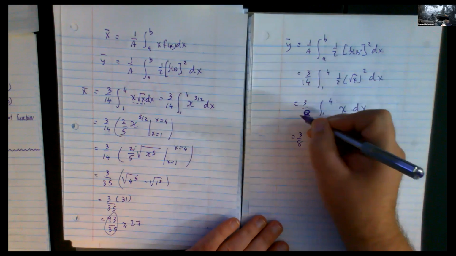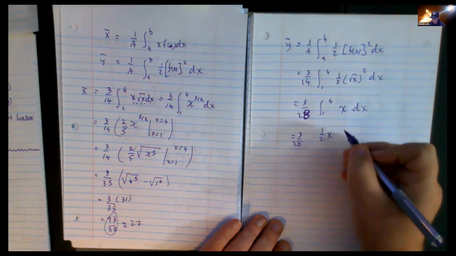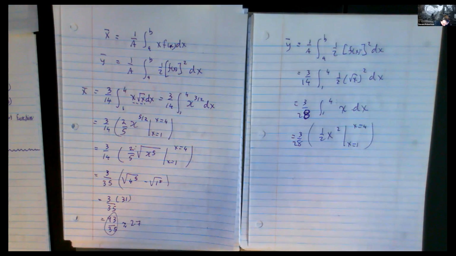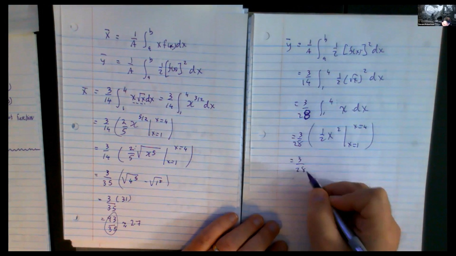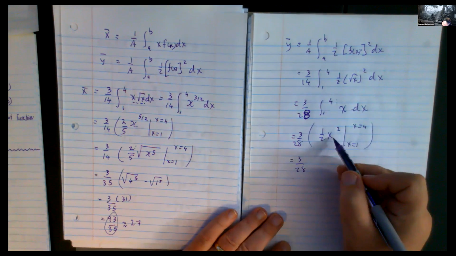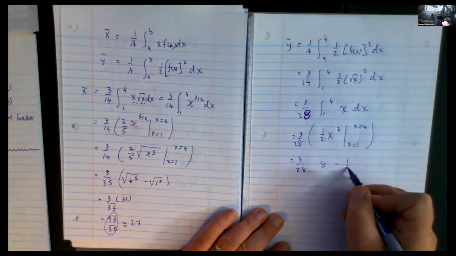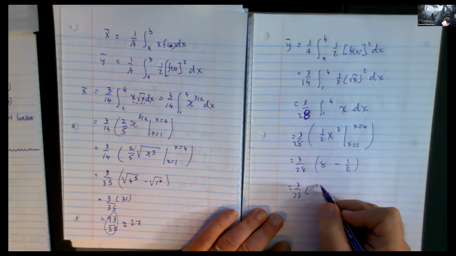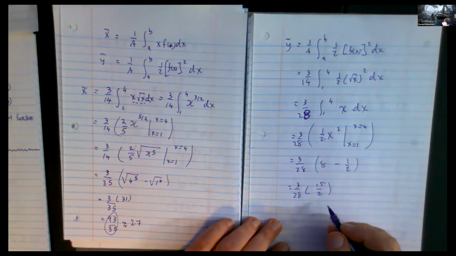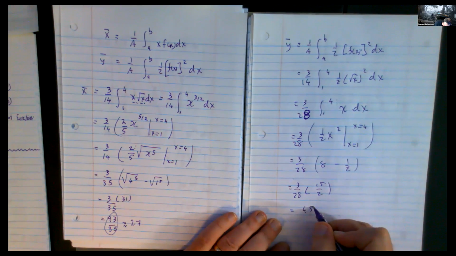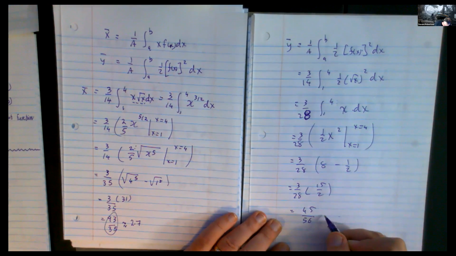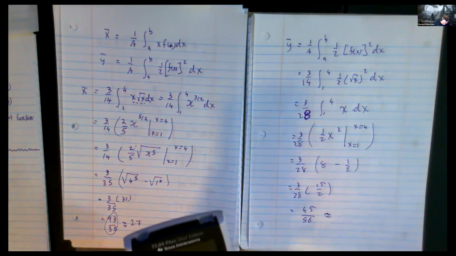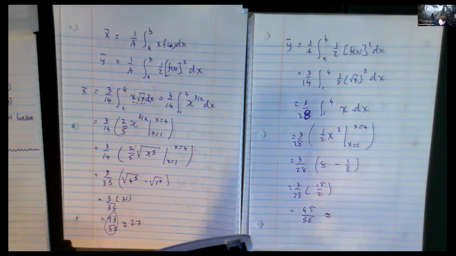Thank you. X equals 1 to 4. A half of 4 squared is 8. Take away a half. 15 halves. Is there anything here that cancels? 45 over 56, which is roughly about 0.8.